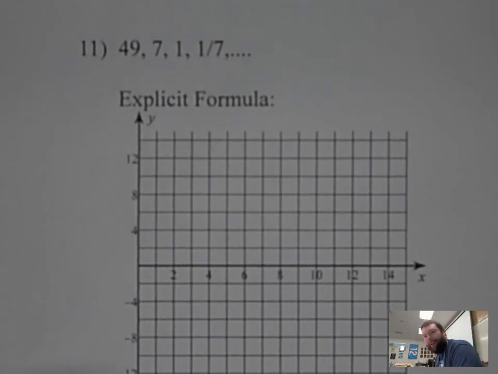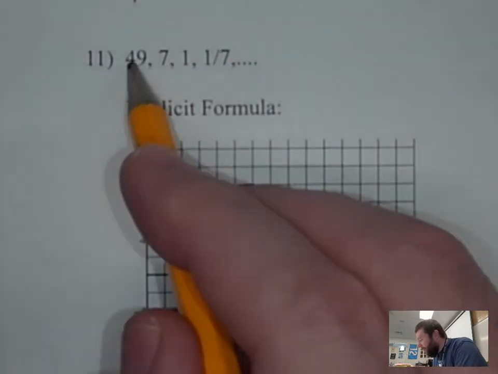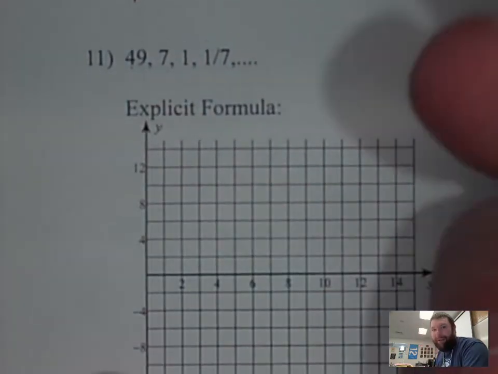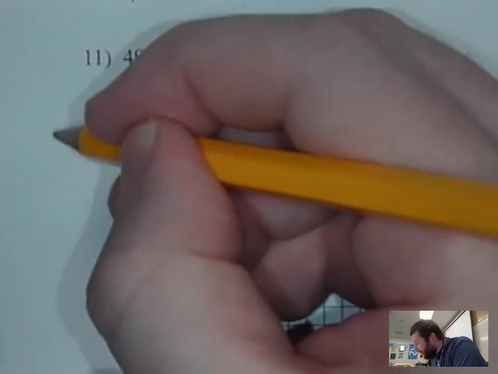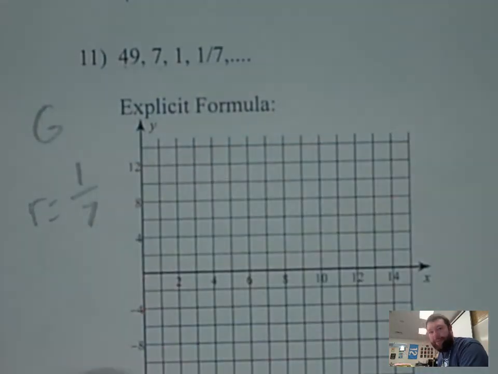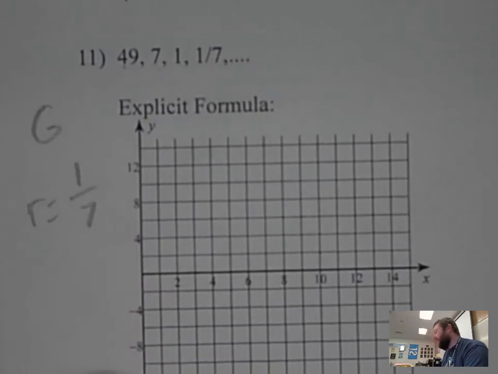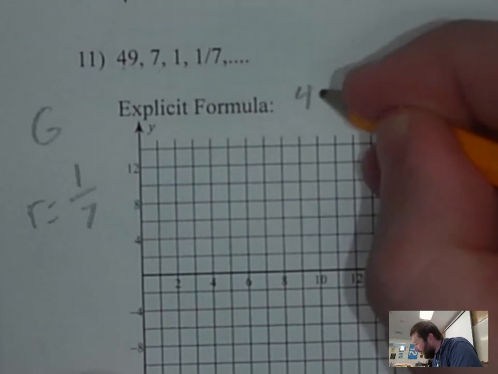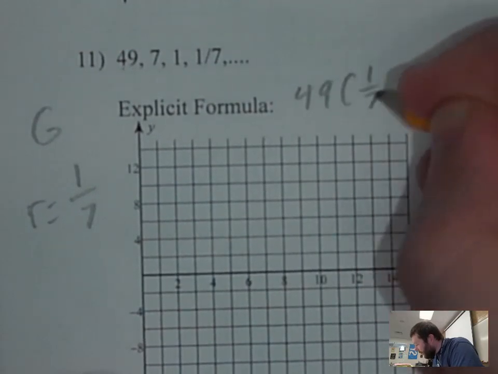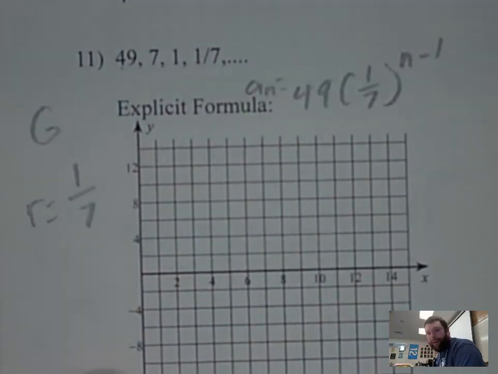Did lots of dividing ones. Obviously, this is going to be dividing because I just said that. But 49 to 7, I divided by 7, right? So this is a geometric sequence. It is dividing by 7, which means I'd write it as 1 over 7. Okay? Because that's what you do if it's dividing. You just write it as a fraction, 1 divided by whatever you're dividing by. And then your formula would be 49 times 1 over 7 to the n minus 1 power. A sub n equals. Almost forgot the beginning part.